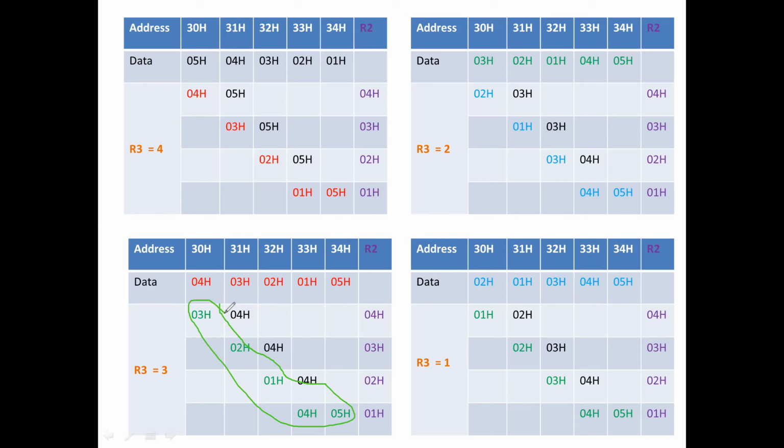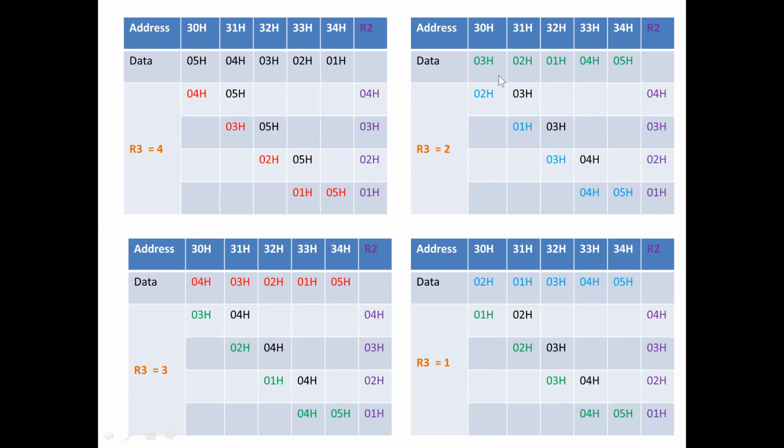So like this, it will be compared when R3 is 4, when R3 equal to 3, when R3 equal to 1. After decrement, 0, operation is over. So this R3 is my counter 1.